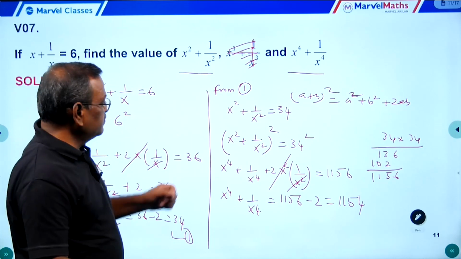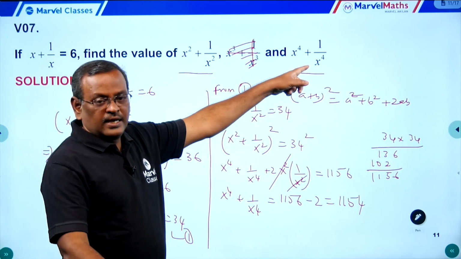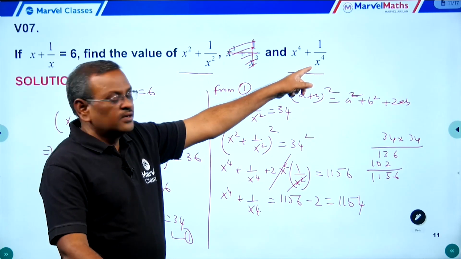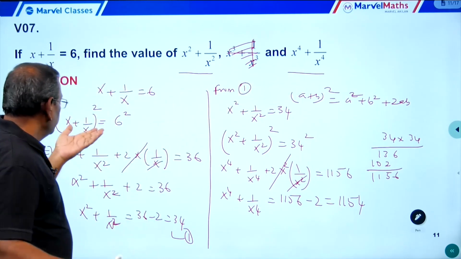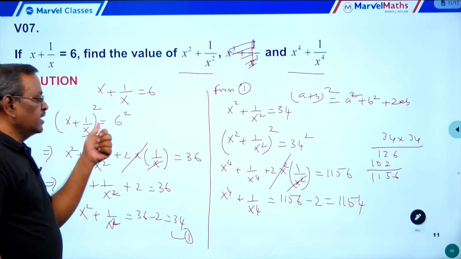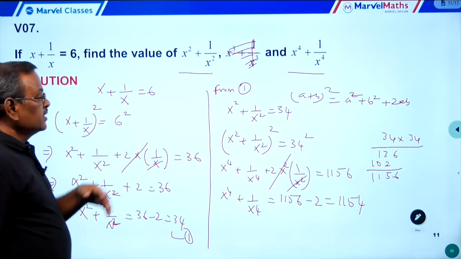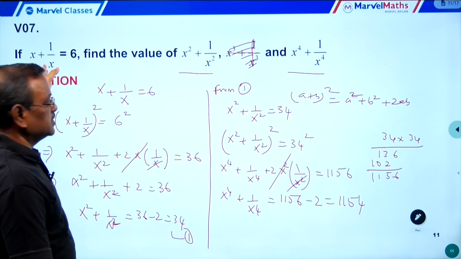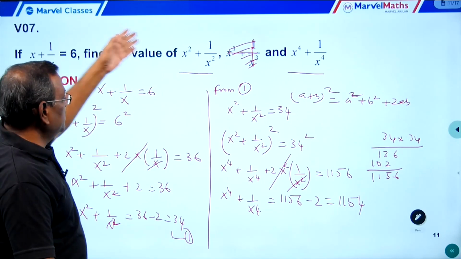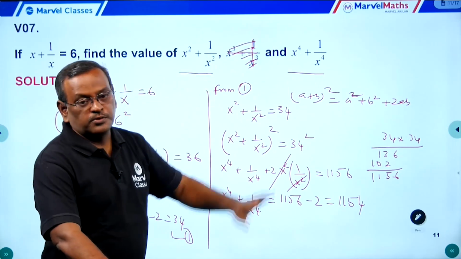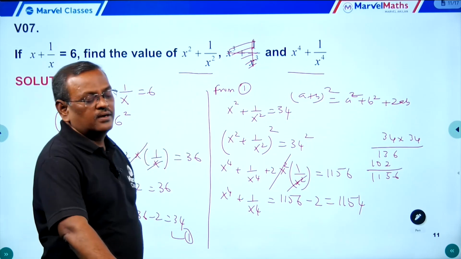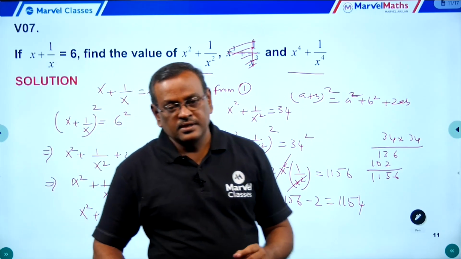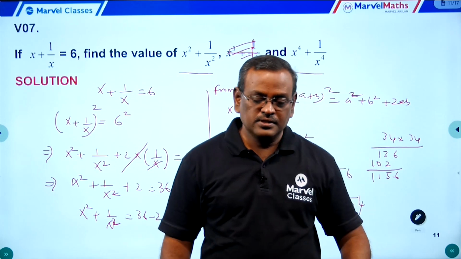Suppose in exam, if this is a direct question, you can't directly find this value. For that, first find the value of x square plus 1 by x square using the given data. The fourth power always depends on the second power, and the second power depends on the first power. So from first power to second power, from second power to fourth power. These two are the standard required expressions in section C or section D questions.